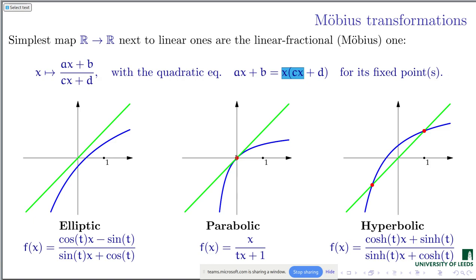It may be touching the green line in one point, a double root, and it can be the hyperbolic situation where we have two fixed points for this transformation. And a rather generic form of this Moebius transformation, which has this type of fixed point, is presented here.